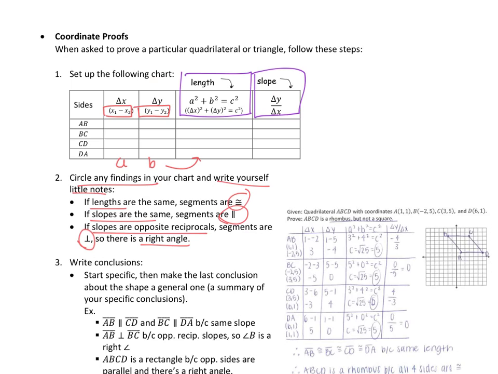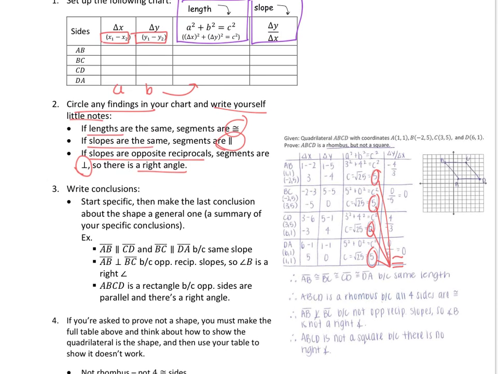So you can see in this example off to the right here that our goal is to prove that it's a rhombus but not a square. So I made the big chart for everything, and then I started circling some stuff. In this table I found 5, 5, 5, 5 for all of my distances. I didn't write the note, but I should have written a note to myself about all 4 of these, that they are congruent. So then from here, we write conclusions.